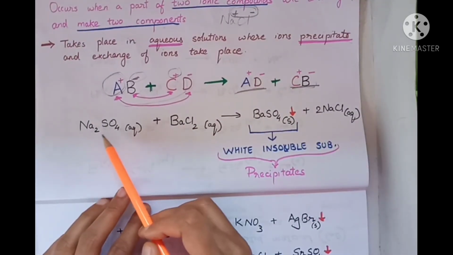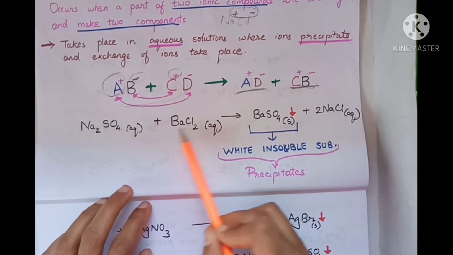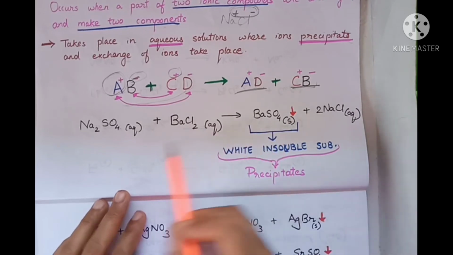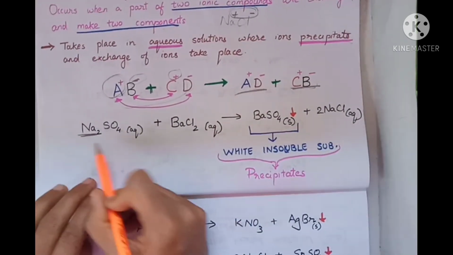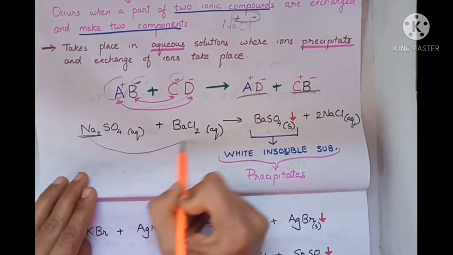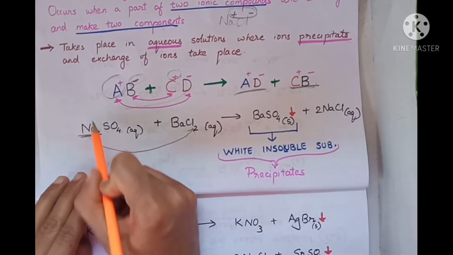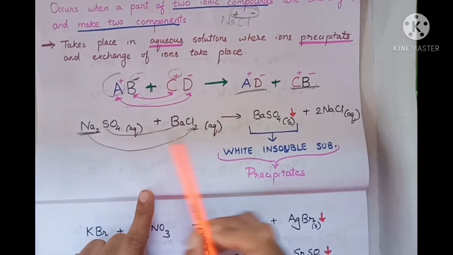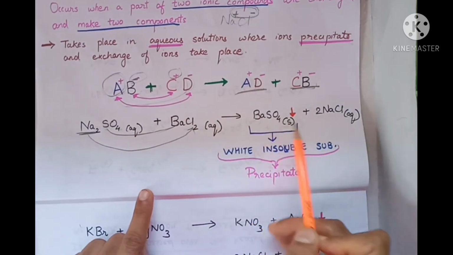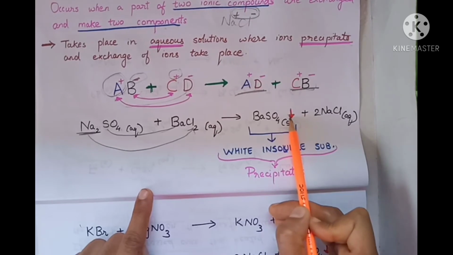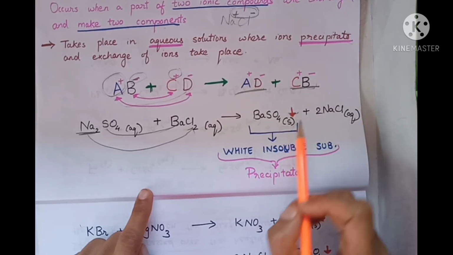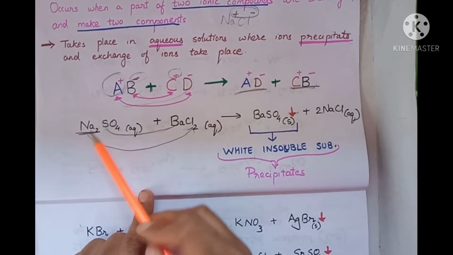Now let us take the example of sodium sulfate reacting with barium chloride, and we have the formation, this sodium reacts with the chlorine and this barium reacts with sulfate. So we have barium sulfate, that is solid, which is precipitated. This arrow shows precipitation, and if it is down it is precipitation, if it is up the gas is evolved.